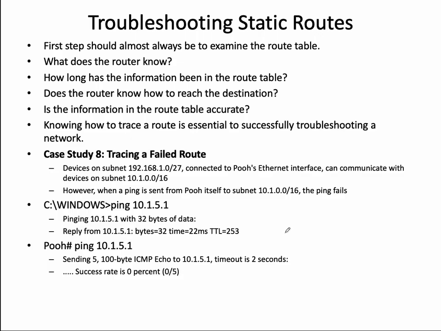And what is the most common troubleshooting for static routes, right? So these are the questions you should ask. What does the router know, right? How long has the information been in the routing table? Like, does the router know how to reach the destination? Is the information in the routing table accurate, right? If there are any errors, you must know the routing table is accurate, right? And the router knows how to reach the destination. And knowing how to trace a route is essential. So there are two troubleshooting commands, traceroute and ping.